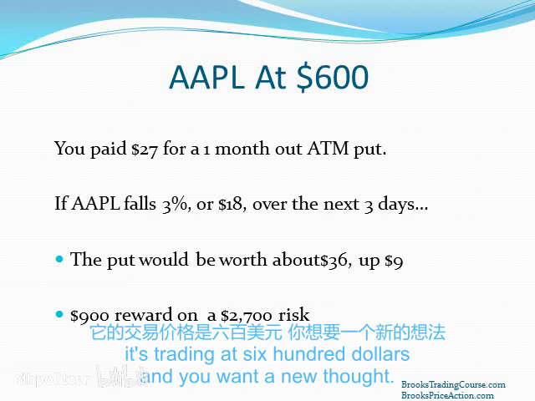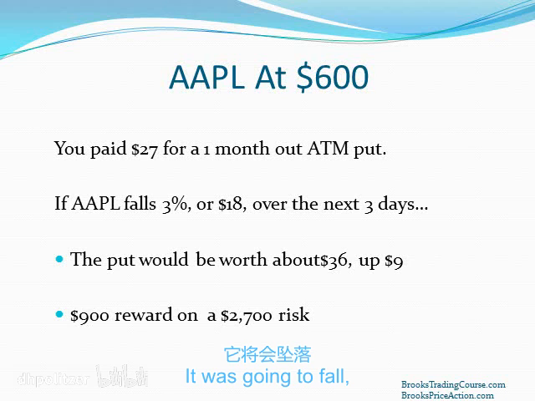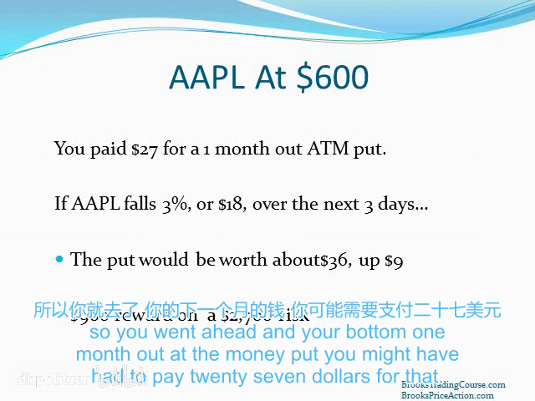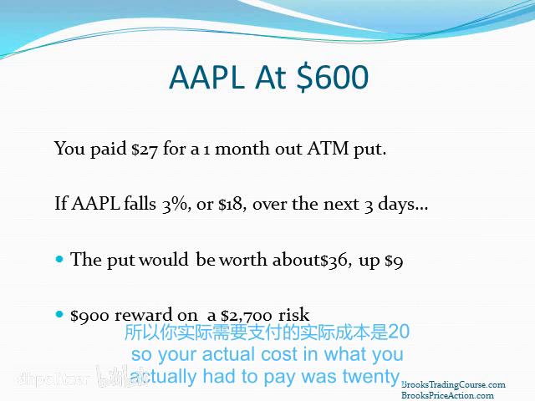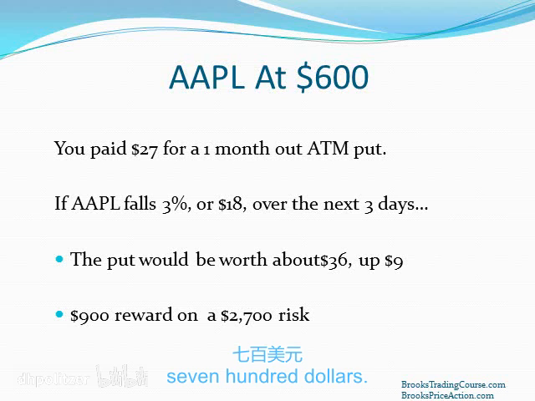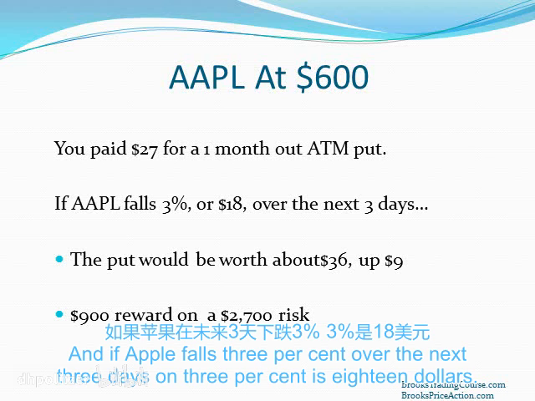Let's take an example of Apple. Let's say today it's trading at $600, and you thought it was going to fall, so you went ahead and bought a 1 month out at the money put. You might have had to pay $27 for that put. Remember, that's times 100 shares, so your actual cost, what you actually had to pay, was $2,700. All right, and if Apple falls 3% over the next 3 days, 3% is $18.